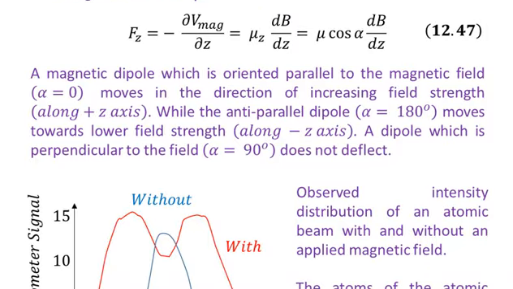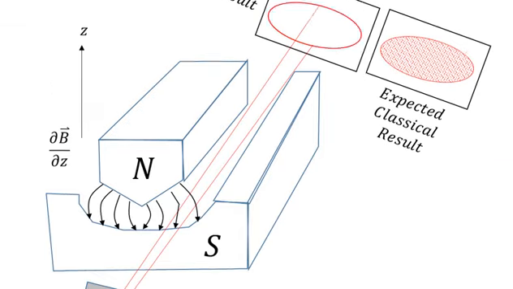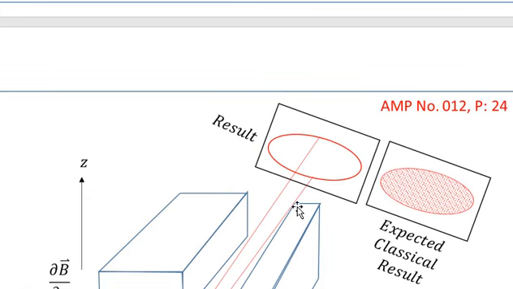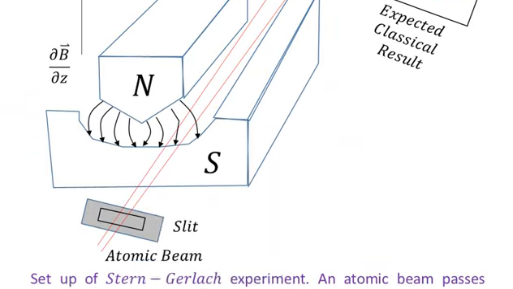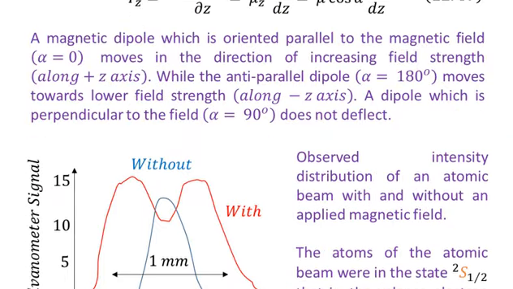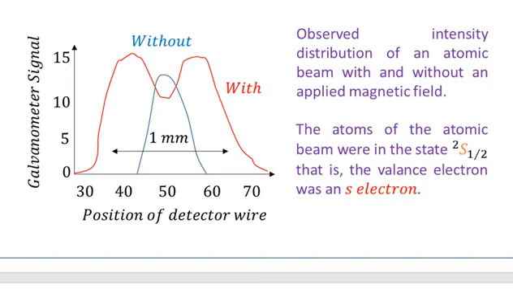So you see that I have explained that the force will act on these atoms of the silver beam or the hydrogen beam, and half of them will be deflected along the positive z direction, and half of them will be deflected along the negative z direction. So you see that this is the signal that we have observed.